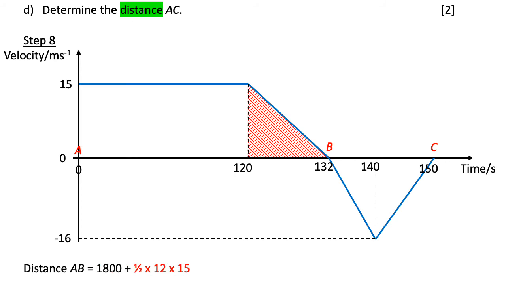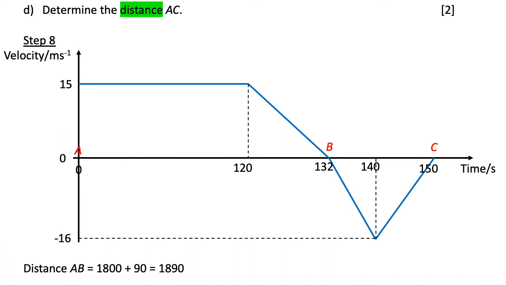And then plus this triangular area, well, base is 12, height is 15, so the area is a half times 12 times 15, which is 90. And adding those two things together, I get 1,890.